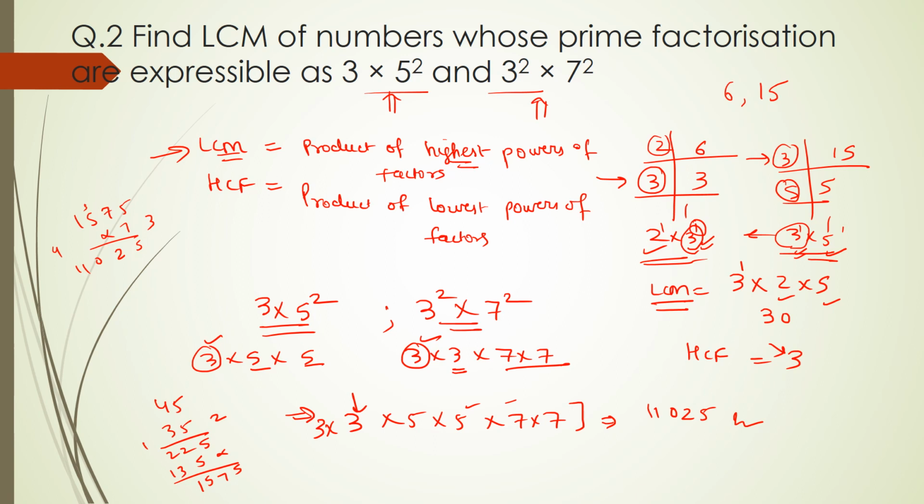the product of highest powers. So you can see between these two, 3 and 3 square, the highest power is 3 square. So we will consider that. Then all the rest, 5 square, 7 square. So this will be the answer, which will take you to this, and 1125 will be the answer. Are you getting the concept?